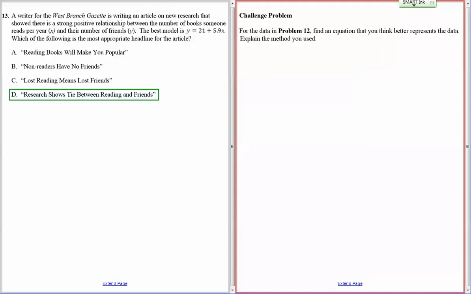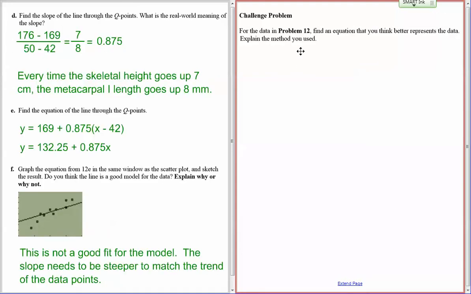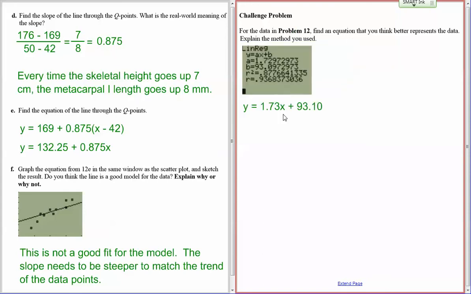Okay, and we got one last question here. Find an equation that you think better represents the data for problem 12. So something that's better than this. So what I did was I ran linear regression and got a slope and a y-intercept, and a handful of people did the same thing as me, and I got 1.73 for my slope and 93.10 for my y-intercept. And I think you'll agree that when I plot that on my scatter plot that it looks a lot better, that the slope matches better. I got half the points above it, half the points below it.